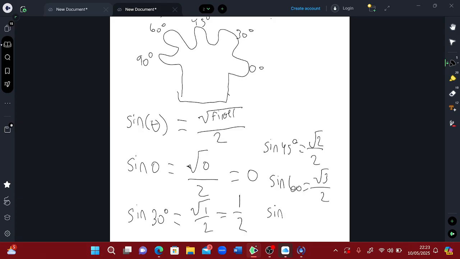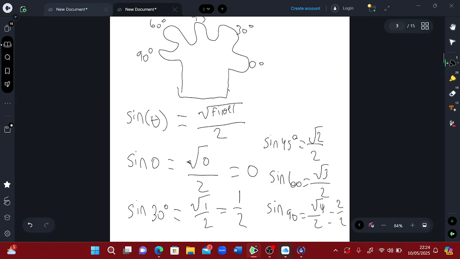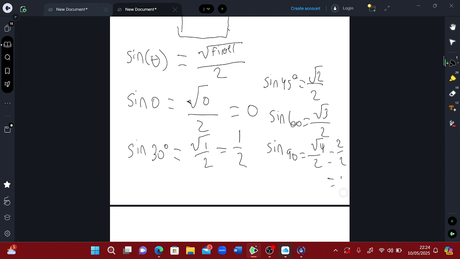And then sine 90. Again, from here, you're going to move 1, 2, 3, 4 fingers. Which actually, root 4 is 2, because 2 squared equals 4, right? 2 over 2, and that simplifies again to just 1. So sine of 90 is 1. And those are all the values you need to know for sine. Okay.